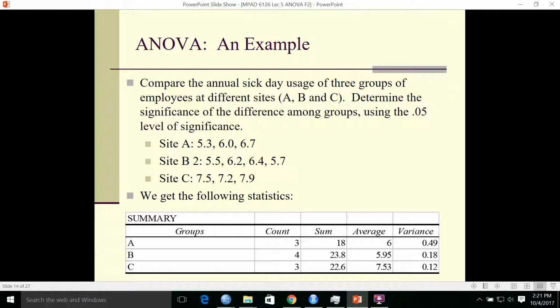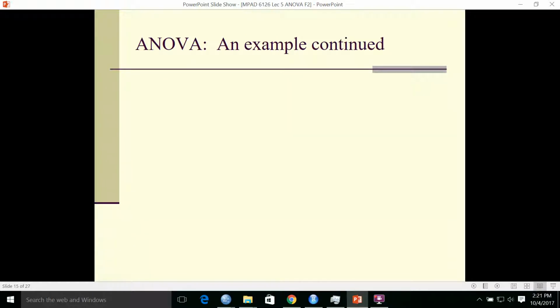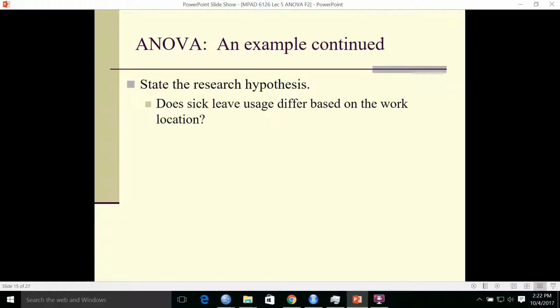But we have to ask ourselves, is that approximately 1.5 days different? Is that significant enough that we're going to determine that there is a difference between the sites? So how do we do that? We'll calculate it by hand here, but let's first go through our steps that we are always going to do when we do a hypothesis test.